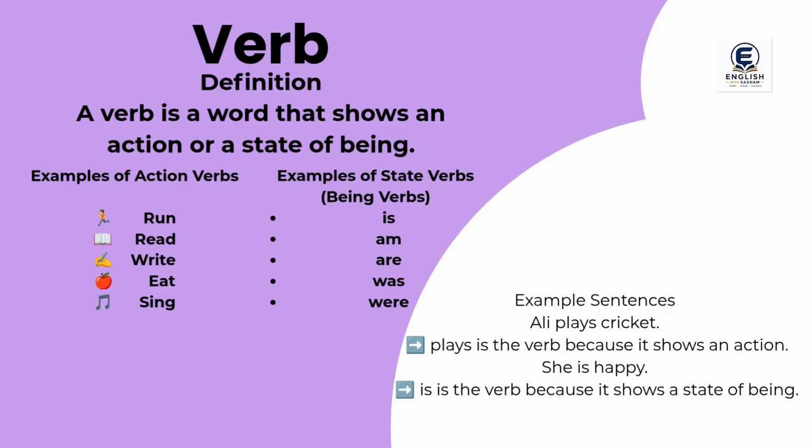Look at the sentence. Ali plays cricket. The word plays tells us what Ali does. So it is a verb. Now look at this sentence. She is happy. Here the word is doesn't show an action.